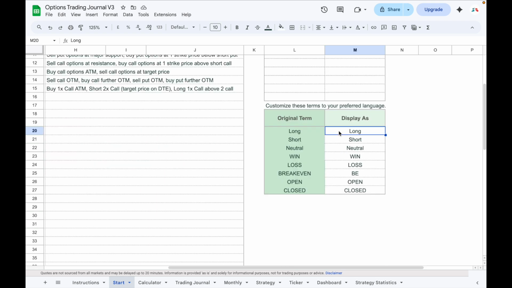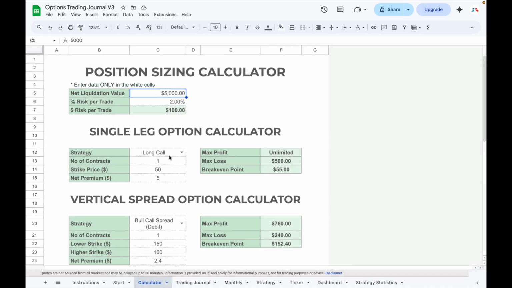Next, you can change frequently used terms in the trading journal to your preferred language or terminology. Before entering any trades, you can use the calculator provided here to calculate your position sizing. Enter your account's net liquidation value and percentage risk per trade to calculate your dollar risk per trade.